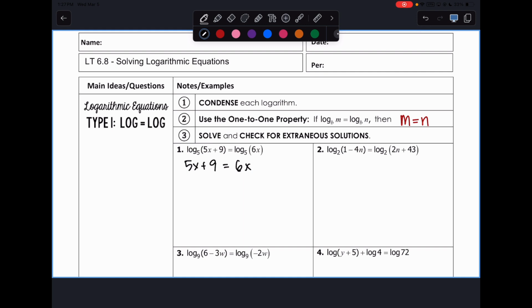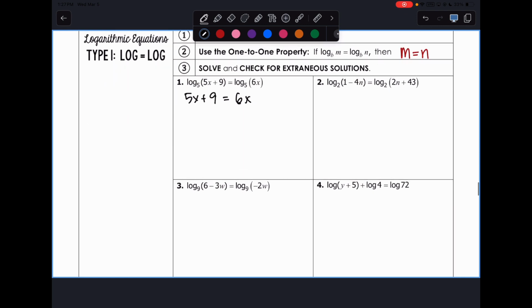What if it has two? Then you've got to combine it using all the properties. Oh, I see. And then you can solve for it? Mhm. It has the same base? Same way. So it'd be 9 equals x, and then we check for extraneous.